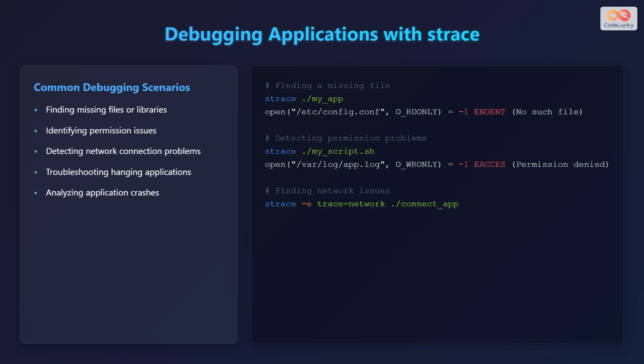Similarly, if an application is failing to write to a log file, strace can reveal permission problems. The output open("/var/log/app.log", O_RDONLY) = -1 EACCES shows that the application doesn't have the necessary permissions to write to the log file. For network-related issues, you can filter the output to only show network system calls using strace -e trace=network ./connect_app.